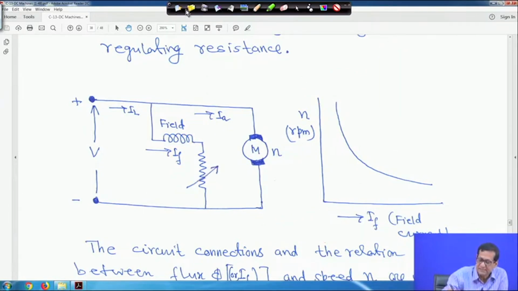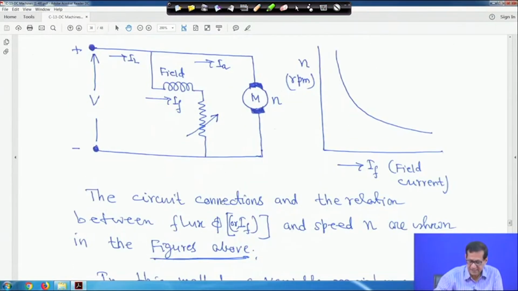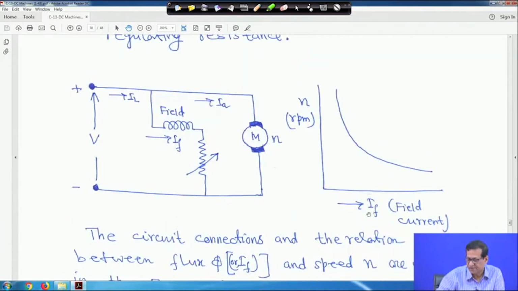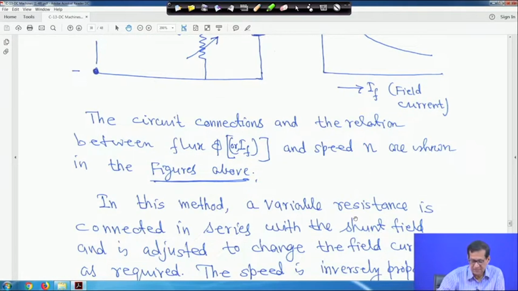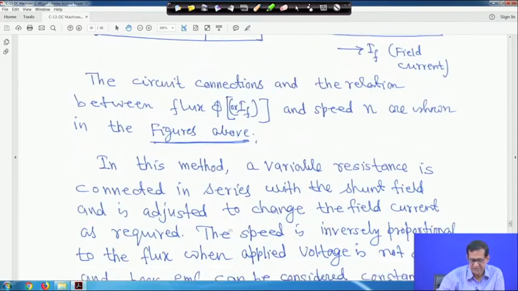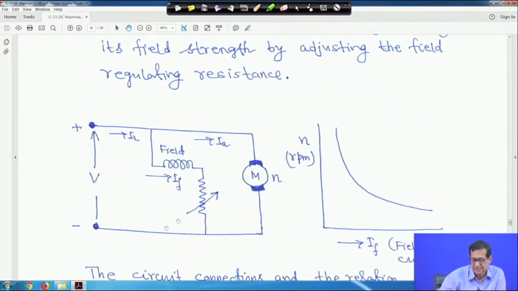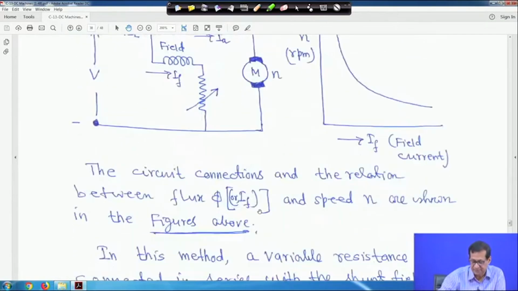So in that case, what will happen? We know the circuit connections and the relation between flux, phi or IF, because flux is proportional to IF, and speed n are shown in the figure above. In this method, a variable resistance is connected in series with the shunt field, that is in this diagram I showed you.